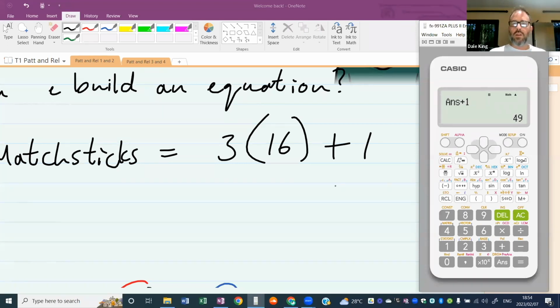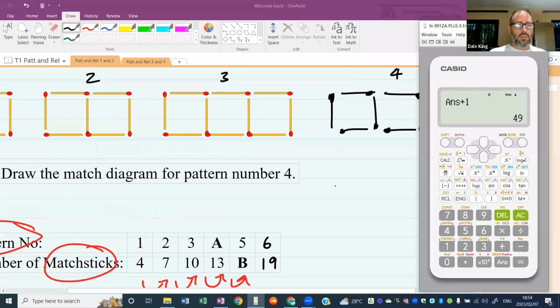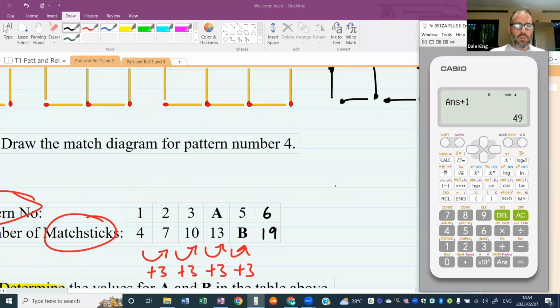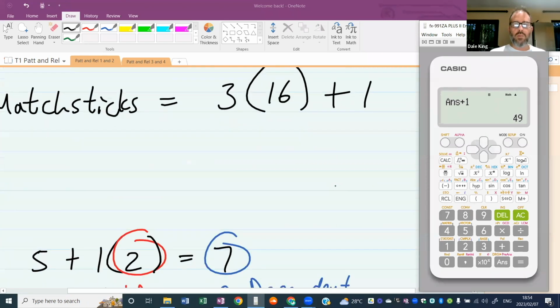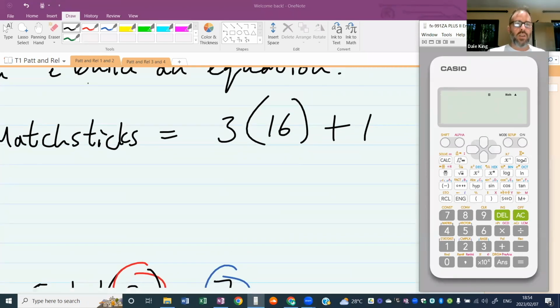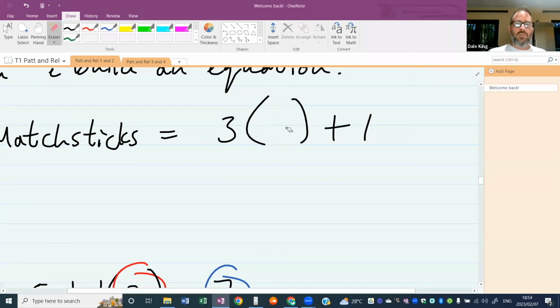Oh, we're doing it the wrong way around, aren't we? My apologies. We need to put a 5 in here. Then the answer must be 16. So put 5 in there. I'm not too late. I can do this one. So 3 times 5 is 15 plus 1. That gives us 16. So that works.